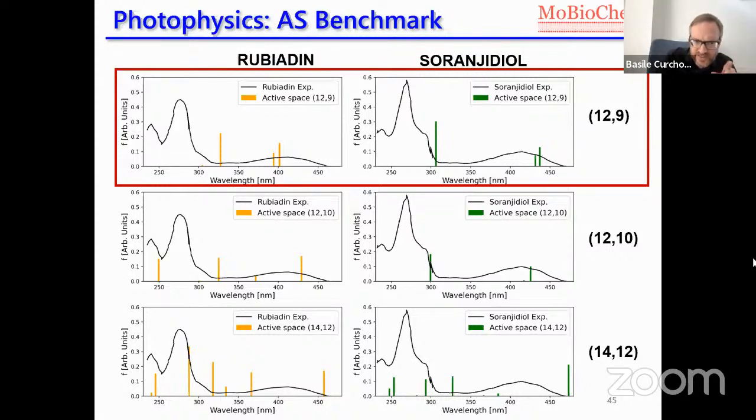So all these calculations were done with a state average 10, right? I think it's from the SI, or the annex, you wrote something like that. Is that correct?